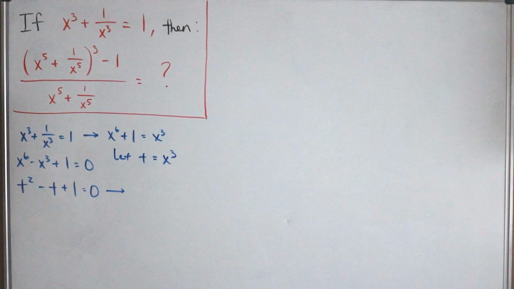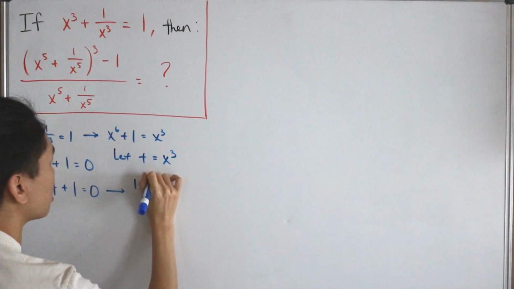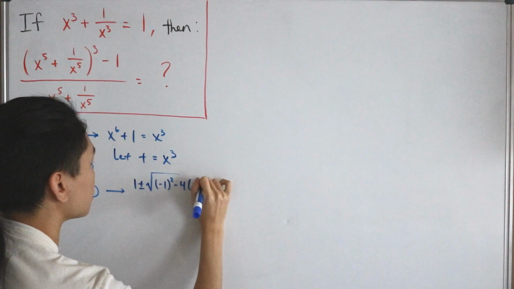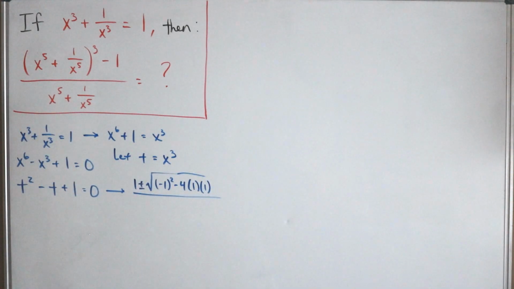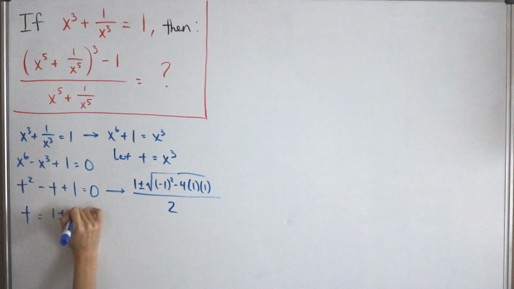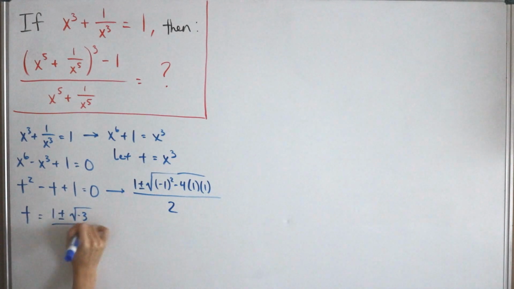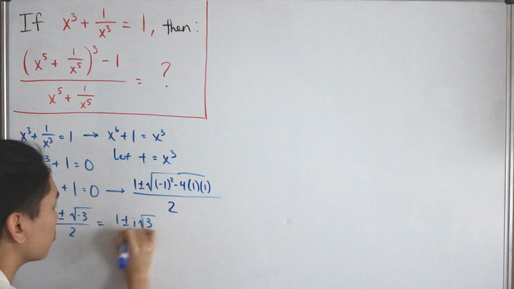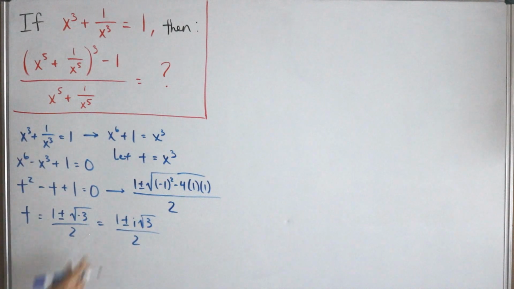Well, not easier, but you can tell that we can apply the quadratic formula. If we put in the right coefficients, I have 1 plus or minus the square root of negative 1 squared minus 4 times 1 times 1. As you can see with our discriminant, this is going to be a negative input, so we know we're going to have an imaginary number. So t is equal to 1 plus or minus the square root of negative 3, divided by 2. In other words, 1 plus or minus i times the square root of 3, divided by 2.